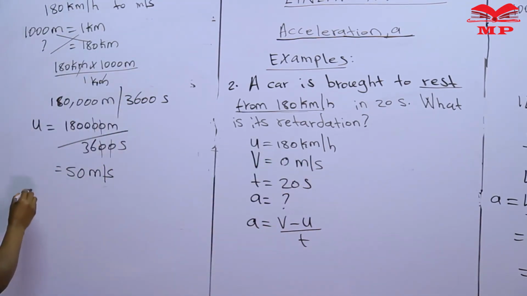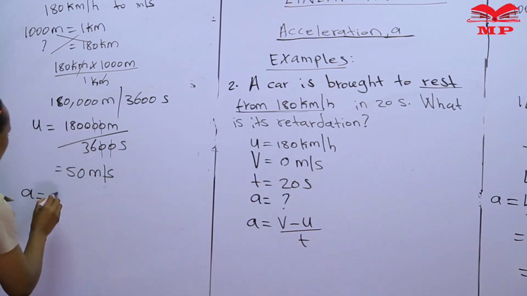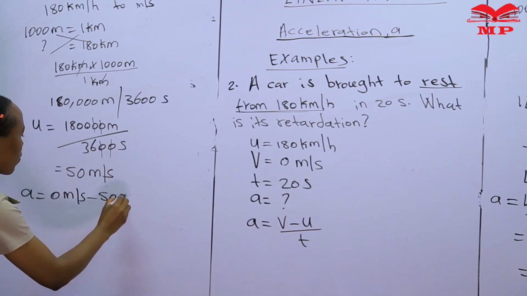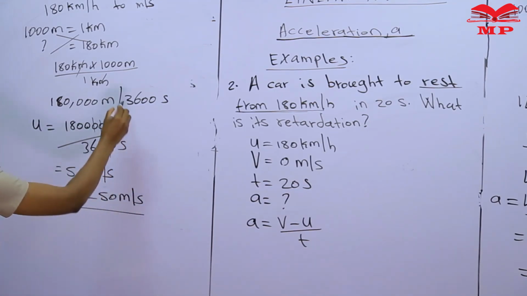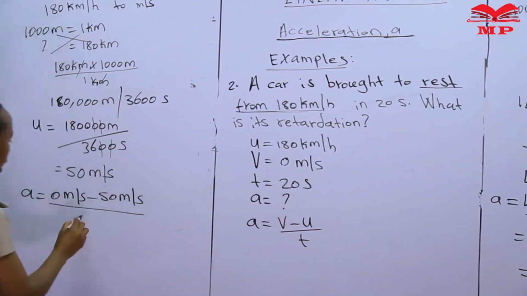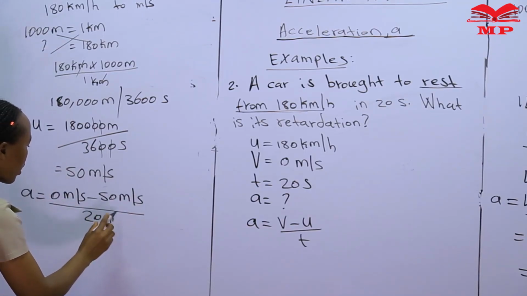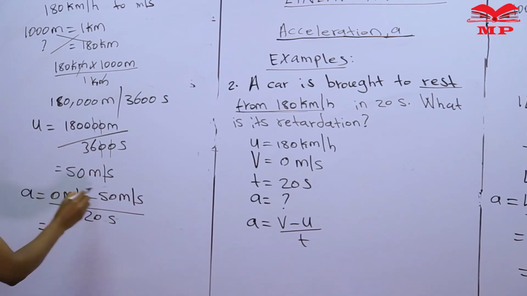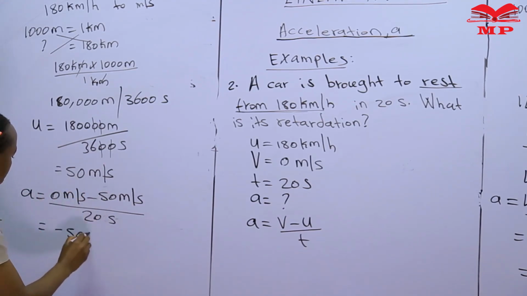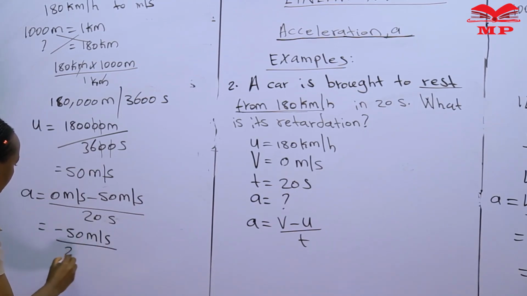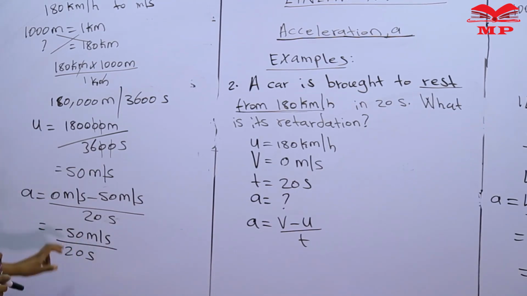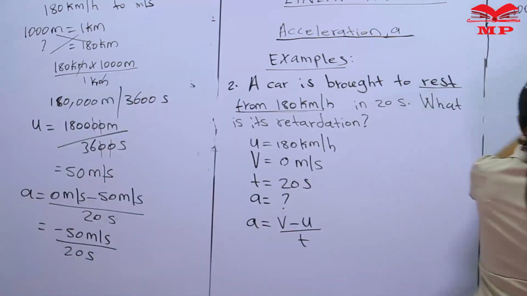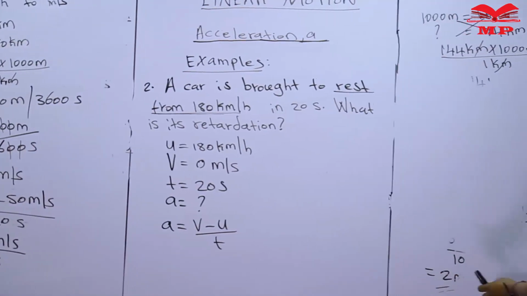And therefore, our acceleration will be the final velocity, 0 meters per second, minus the initial velocity, which is 50 meters per second, divided by the time taken. And our time taken is 20 seconds. So we have 0 minus 50, which is negative 50 meters per second. We divide by 20 seconds. So negative 50 divided by 20, we have it as negative 2.5.